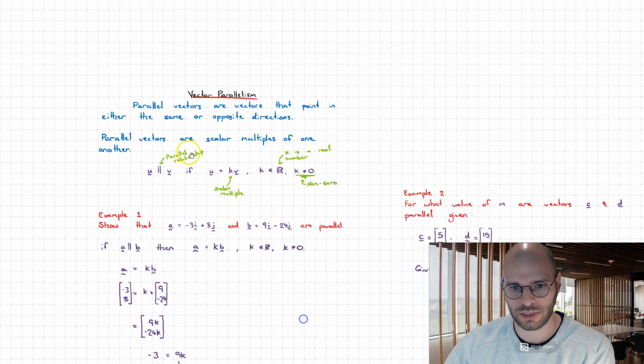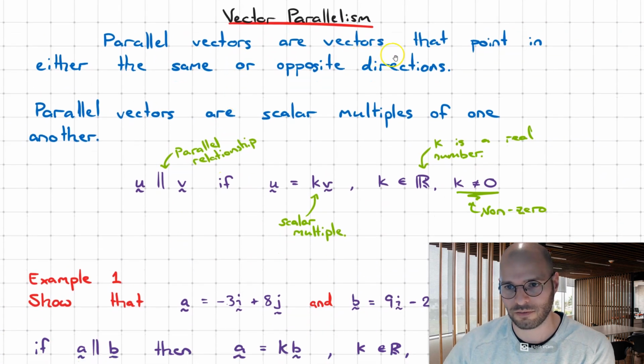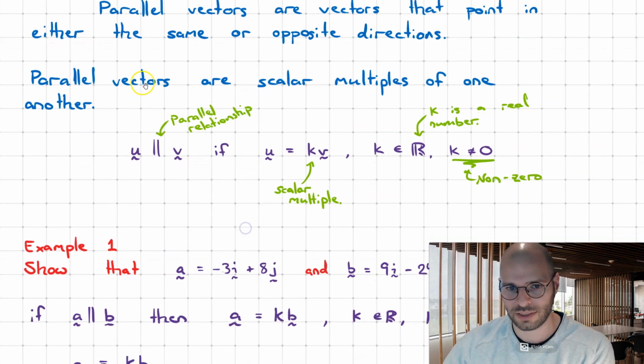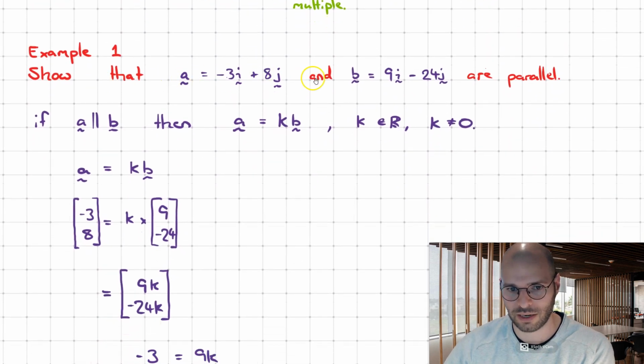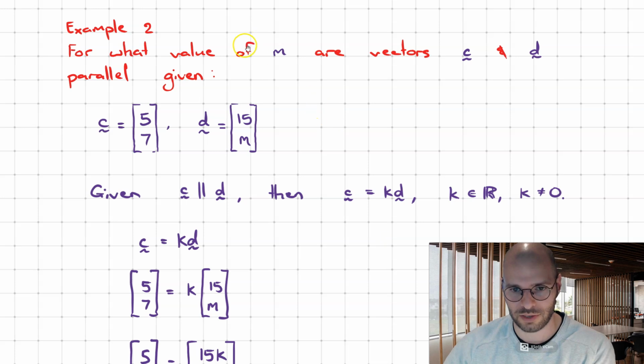So, in summary, what we had a look at in this video was vector parallelism, where we discovered that vectors are parallel when they point in either the same or the opposite directions. Similarly, parallel vectors happen to be scalar multiples of one another. So using that concept, we can build this definition here. Using this definition, we can either show that vectors are parallel by simply showing that the statement is true, or we can determine values of unknown vectors simply by using the property as shown before.